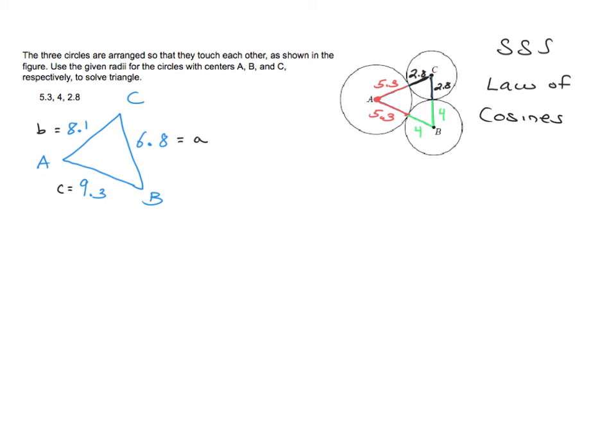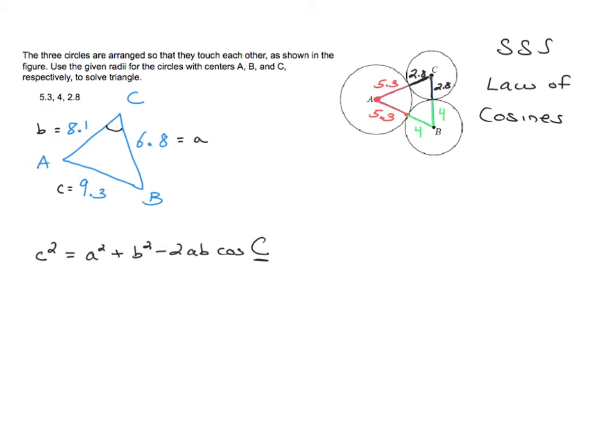The law of cosines says that side C squared is equal to side A squared plus side B squared minus 2AB times cosine of angle C. In angle C, this thing here is the only thing that we don't know within this equation. So I'm going to plug in all the other information, solve for cosine of C, and then use an inverse trig function to find the angle itself.